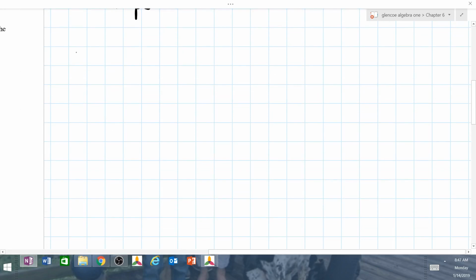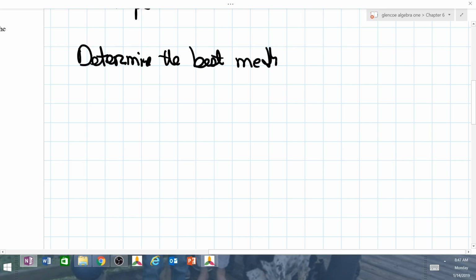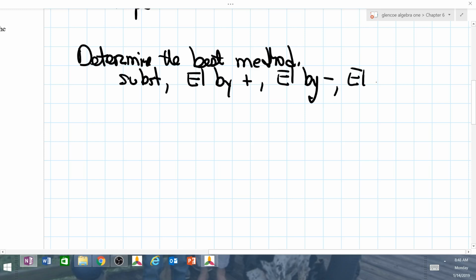So what you need to do is determine what's the best method: substitution, elimination by addition, elimination by subtraction, or elimination by multiplication. So there's going to be 2 answers here. Which is the best method based on the way the equations are written, and then you're going to do it and solve it. So let's give you one to start.